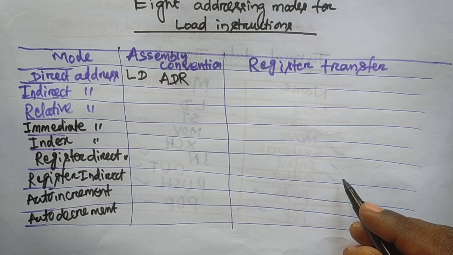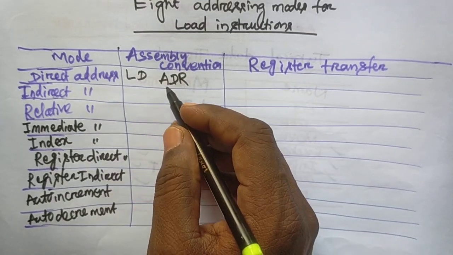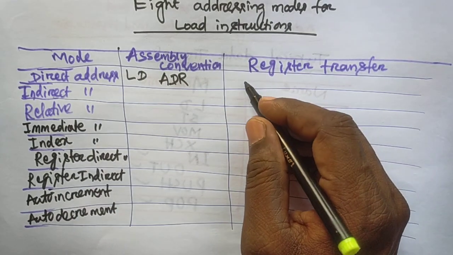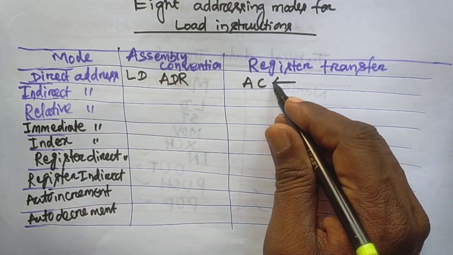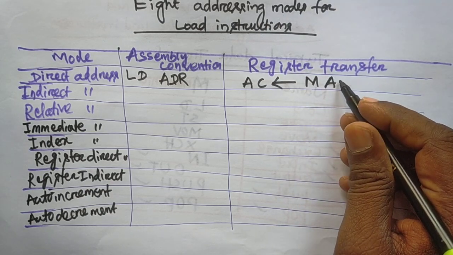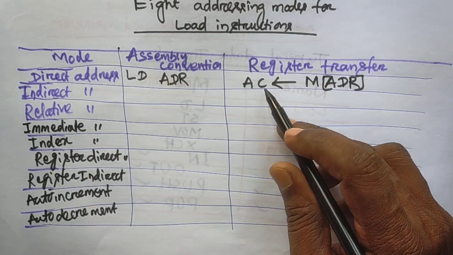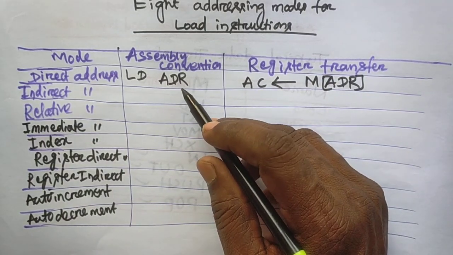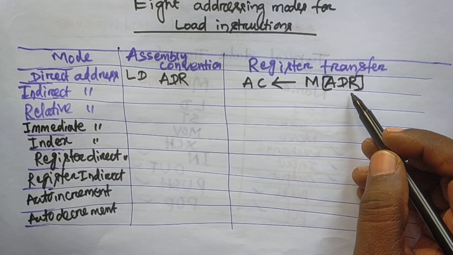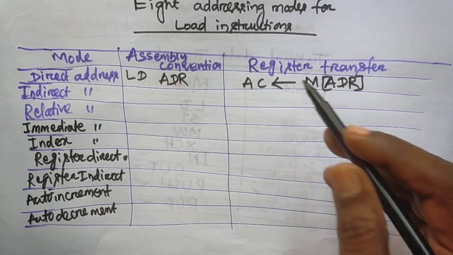Next, whenever a direct address is used, what happens? The address is collected from memory and stored in a register. We can write memory of ADR, where ADR is the direct address. The data at this address is collected from memory and stored in a register. Load address means collect data through this address and store it in the accumulator.